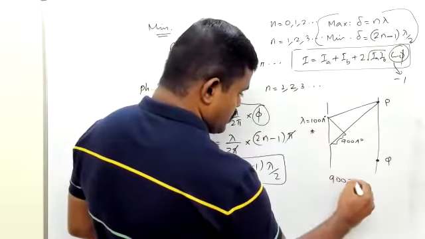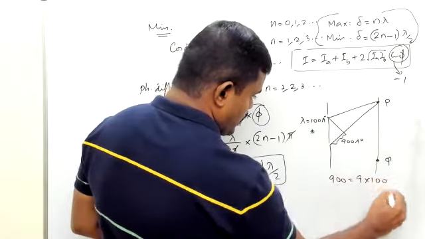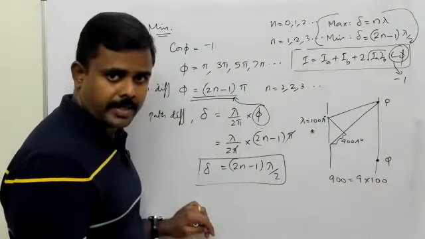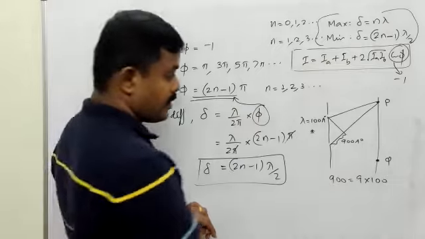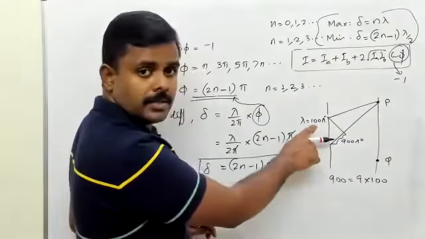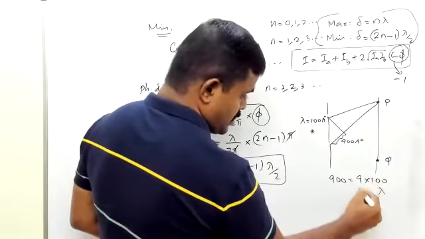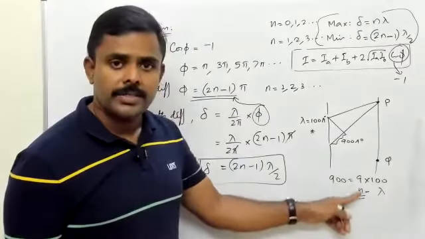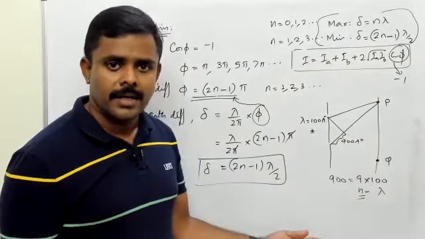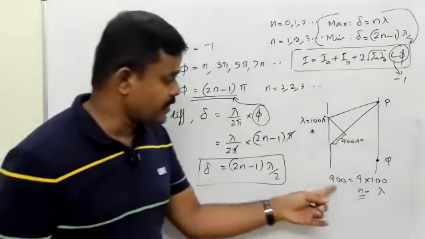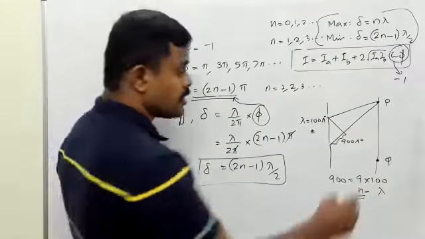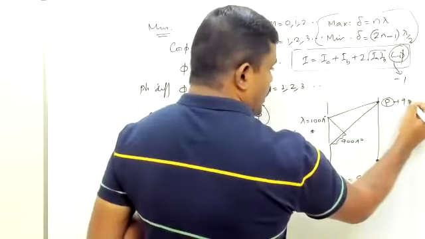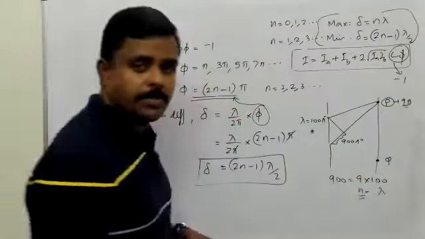900 is equal to what? 9 into 100. 900 is 9 into 100, right? 100 is my lambda. So this is lambda, this is n. So n is equal to 9. It is the 9th band, and it satisfies the brightness condition, right? So this must be the 9th bright band.